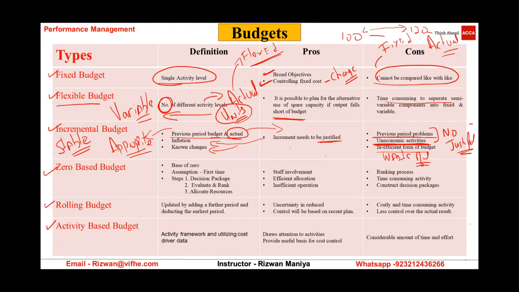But if there are so many uncertainties when you compare actual with the future year, that is the coming period, then you cannot use incremental budget. So I hope this is clear.